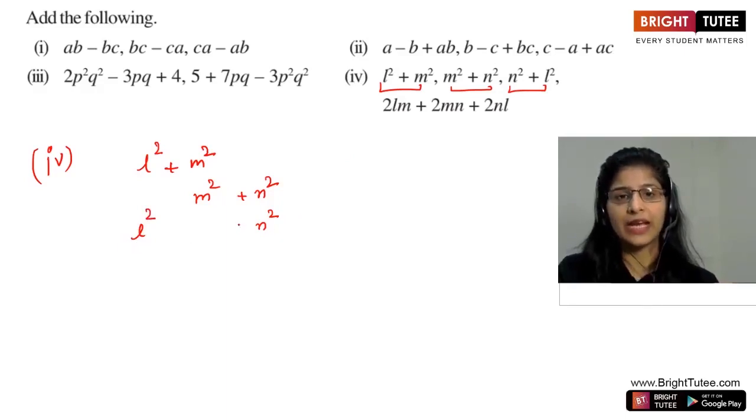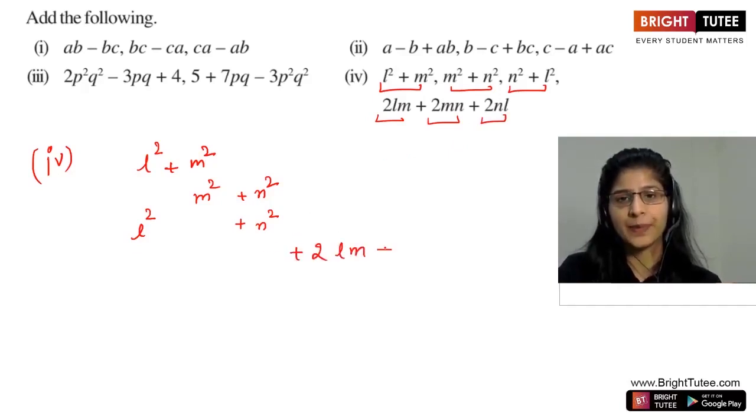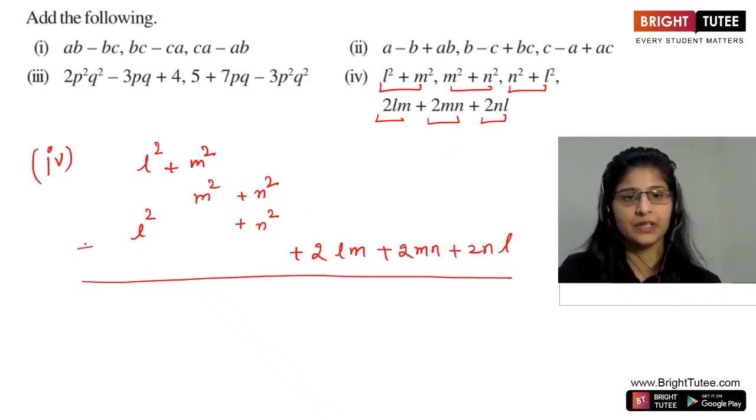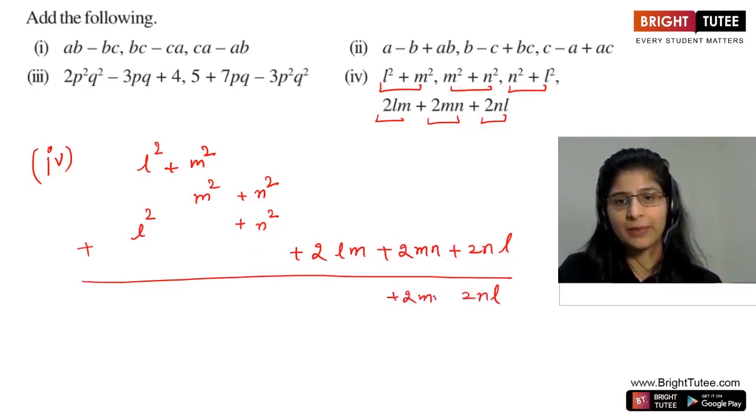Okay, then we have, so n square is of plus, l square is also of plus. Then we have the next one, which is 2lm, 2mn, 2nl. So these are all different. So we will write plus 2lm plus 2mn plus 2nl. Let us add them. Okay, so 2nl plus 2mn plus 2lm.